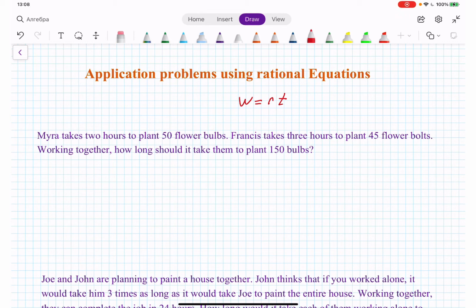So let's review an example. Myra takes 2 hours to plant 50 flower bulbs. I'm writing down Myra, 2 hours, 50 bulbs. Francis takes 3 hours to plant 45 bulbs.